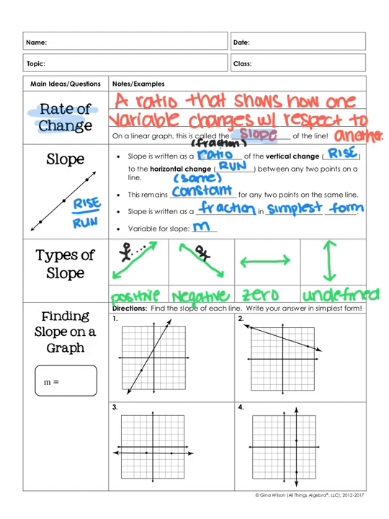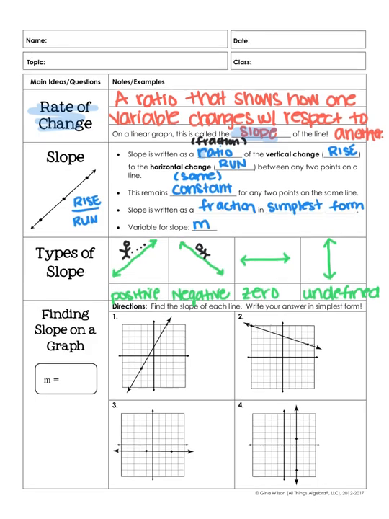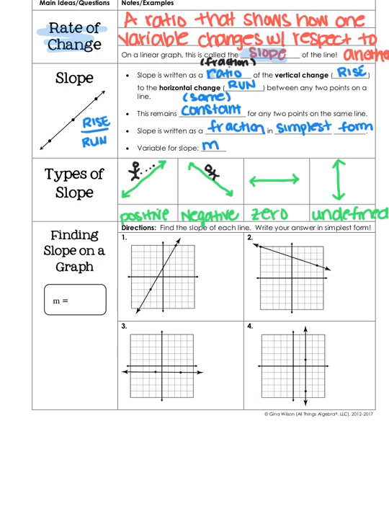So how do we find slope on a graph? Let's talk about that next. So remember, m means slope. So the formula is always your rise over your run. So it's going to be how much we go up or down over how much we go left or right. So up or down has to be the number on top.